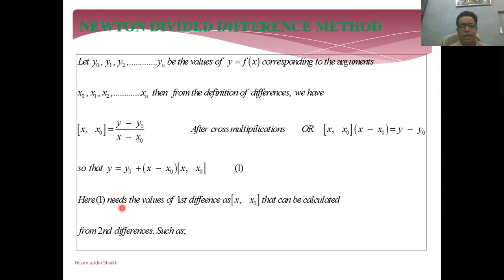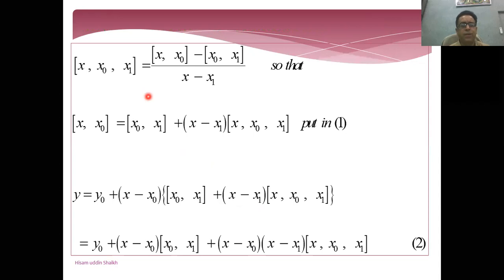So here we need the value of the first difference [x, x0], which can be calculated from the second difference. For this value, we use the second difference. According to the definition of the second difference, x, x0 and x1, these three values show the second difference. According to the same definition, the difference of [x, x0] minus the difference of [x0, x1], upon the whole difference in arguments x to x1.